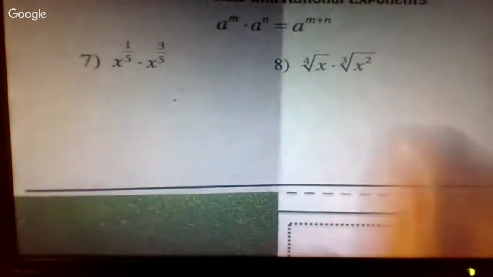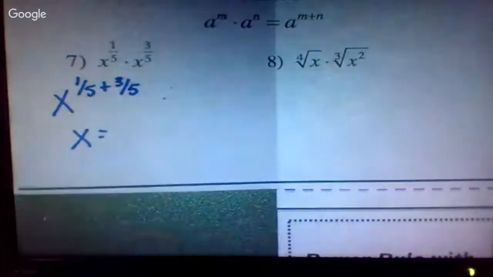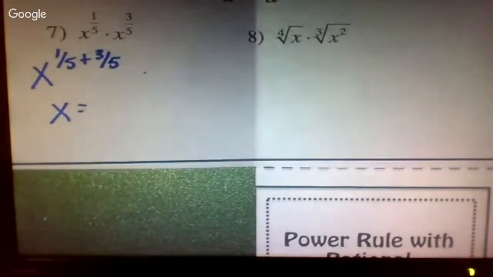So, when you have x to the 1/5 times x to the 3/5, this becomes x to the 1/5 plus 3/5. Ignore the equal sign I put there. What is 1/5 plus 3/5? 4/5. If you don't know that, plug it in your calculator.